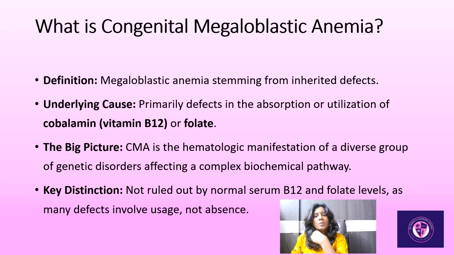Congenital megaloblastic anemia is basically a form of megaloblastic anemia which is related to a couple of inherited disorders, and these defects mainly are related to how the body absorbs and uses these two critical vitamins, which are vitamin B12 and folate. So it's important to understand that congenital megaloblastic anemia isn't a single disease, but it is a highly heterogeneous blood-related syndrome and there are complex genetic disorders associated with it. Each disorder affects a different component of the complex biochemical pathway of vitamin B12 and folate metabolism.